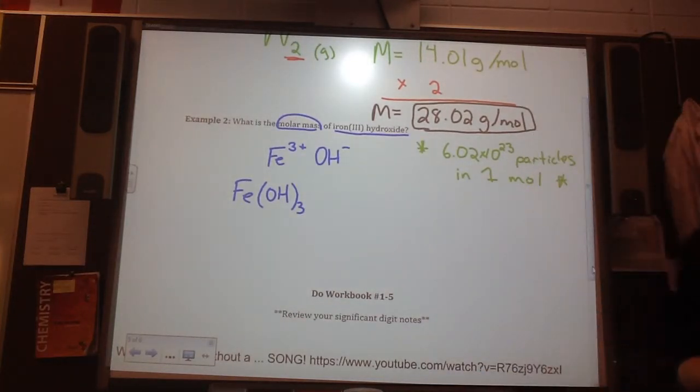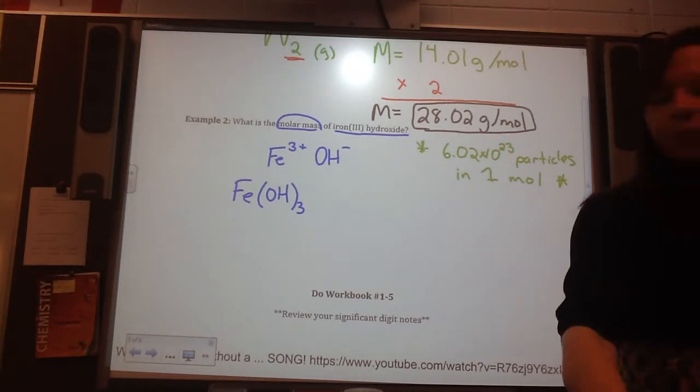You don't have to put the states either. That's not really what we're concerned about. If you want to put the state, we would know at room temperature it would just be solid. But we are just concerned with the molar mass, so we don't have to, but it wouldn't be incorrect if you chose to.